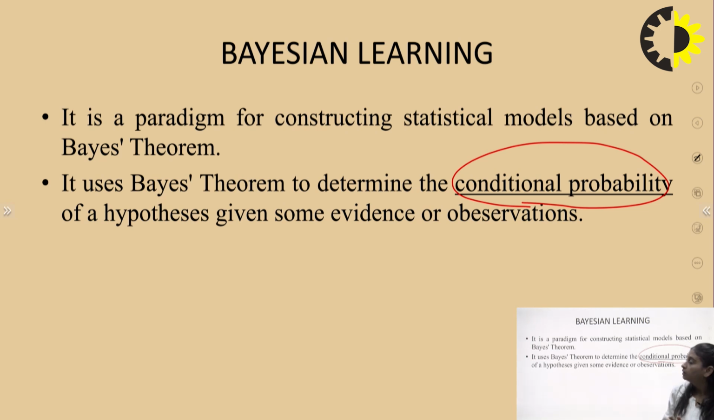Okay. So Bayesian learning is a paradigm for constructing statistical models based on Bayes theorem, and it uses Bayes theorem to determine the conditional probability of a hypothesis given some evidence or observations. Means it is known to you that some condition has already been met, and you are interested in finding out the probability of something when you know its probability depends on some other event. So that is why we are saying that it is conditional.